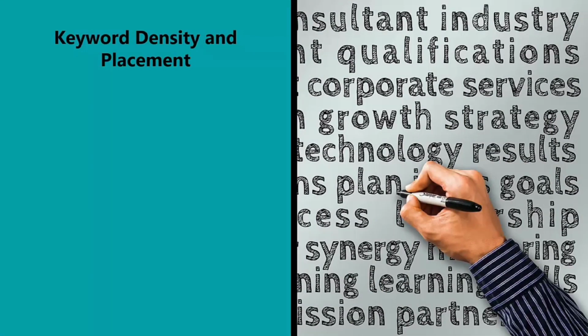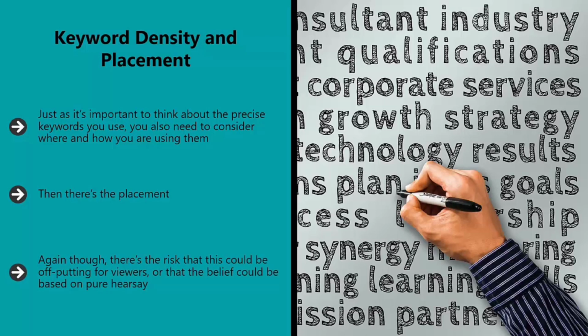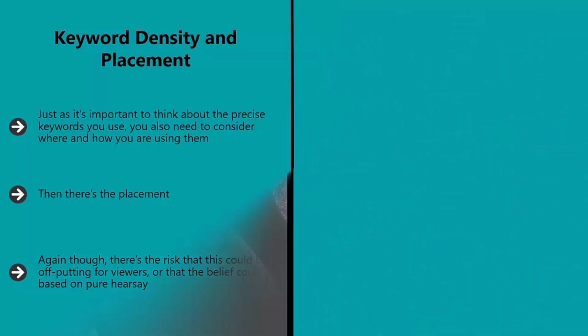Keyword density and placement. Just as it's important to think about the precise keywords you use, you also need to consider where and how you are using them. Optimal keyword density is a fraught subject matter, with some creators saying that 1% is more than enough, and others recommending you go much heavier-handed with 3%. Then there's the placement. Popular opinion tells us that keywords placed in the opening and closing paragraphs of articles, or in the H2 headers, are more likely to gain the attention of Google. Again, though, there's the risk that this could be off-putting for viewers, or that the belief could be based on pure hearsay. So test it for yourself.